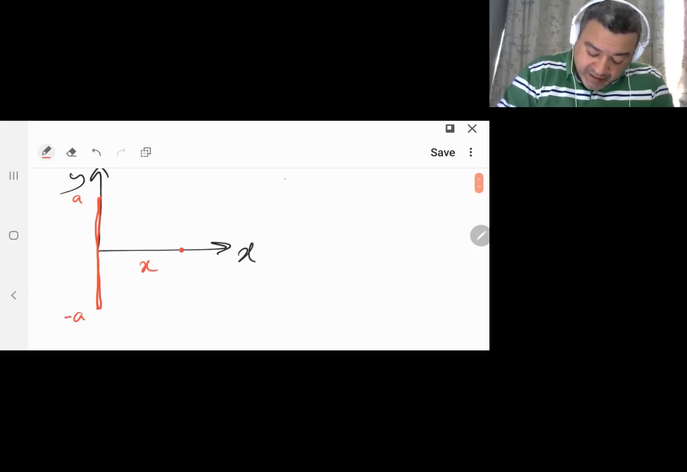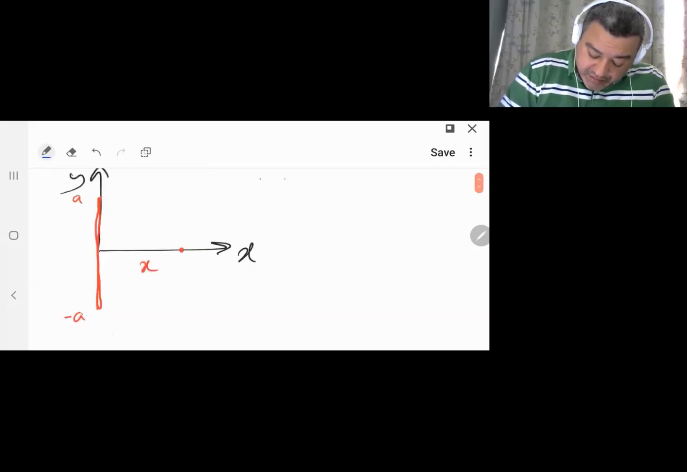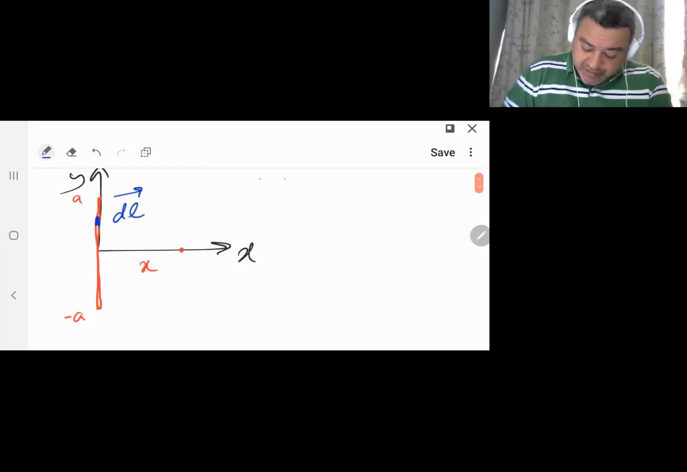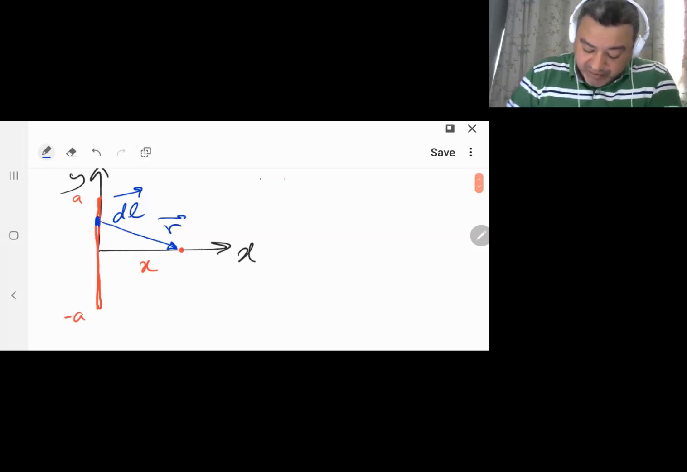Then if I take a differential element being dl here, and this differential element is defining a vector r between this differential element and the point of observation. I need now to calculate the net magnetic field right at this point.